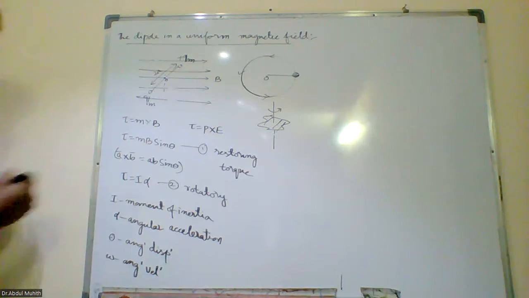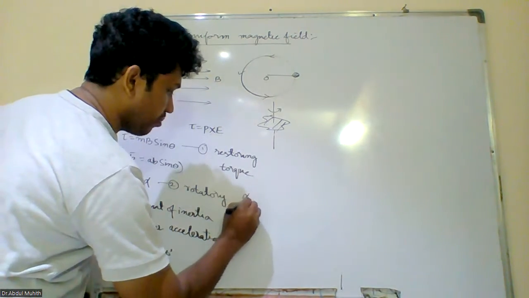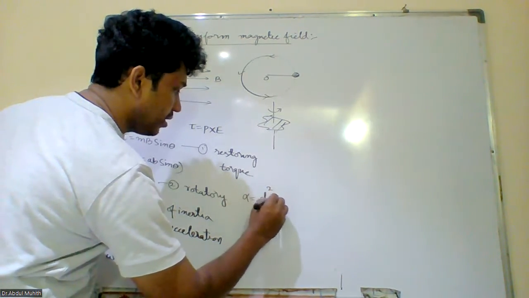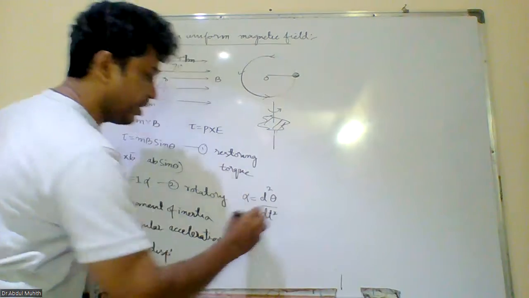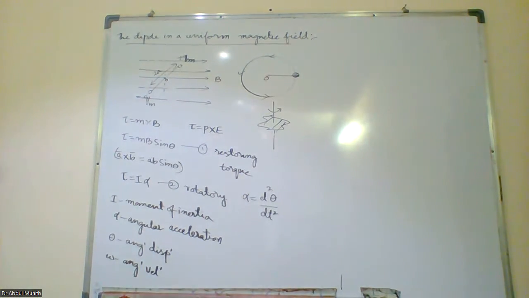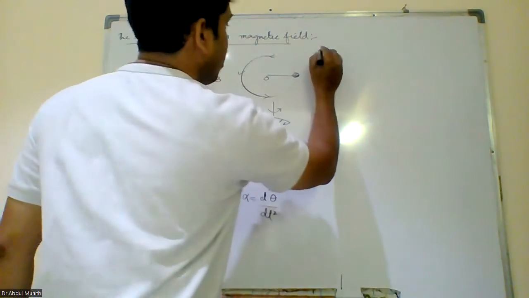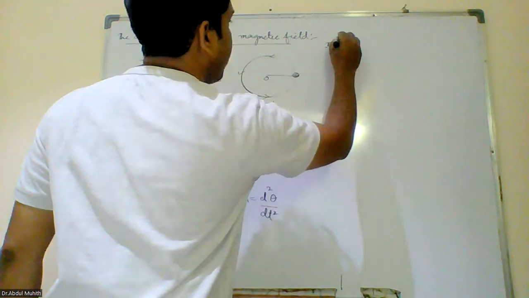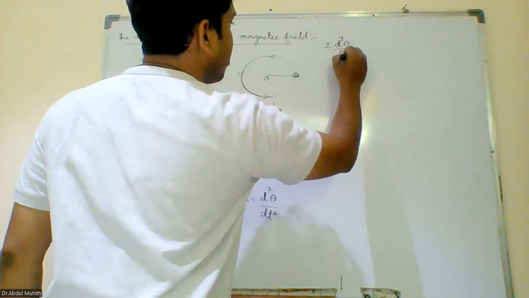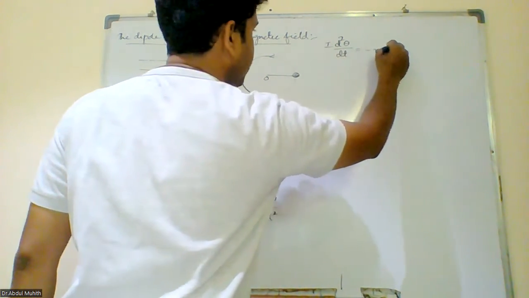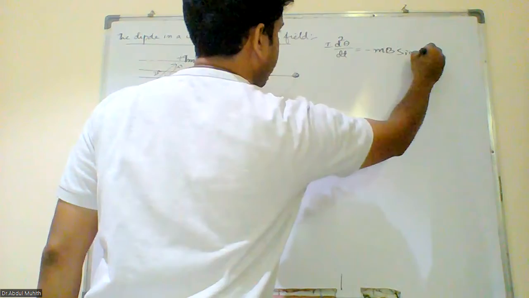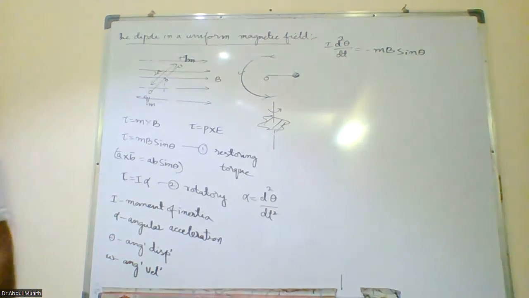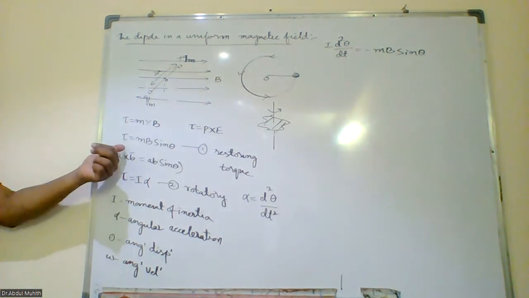But what is alpha here? Alpha is angular acceleration. So the formula for that is d square theta by dt square. Is that clear? So what is the formula now? I into d square theta by dt square is equal to how much? Minus mb, because it is restoring torque. Clear? We are equating both of them. Tau is equal to I alpha, tau is equal to mb sin theta.